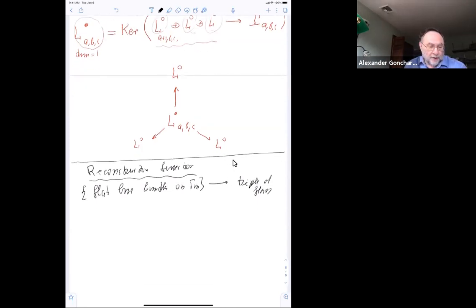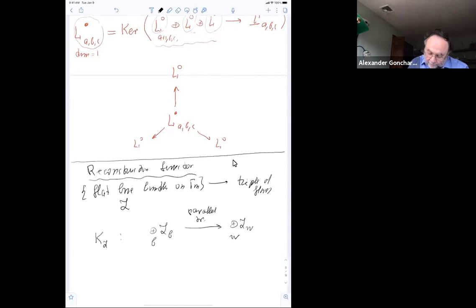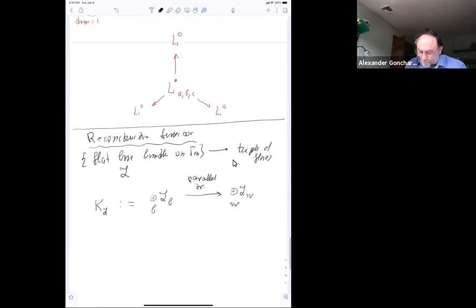Okay, so how do you do the second construction? You have a flat line bundle L. What you can do, you can take the fibers of this flat line bundle at black points and at white points, and you take the direct sum of them. And then there is a parallel transport. So you get a map from one to the other, and let's call this operator K. In this black and white business, this is a version of the Kasteleyn operator.